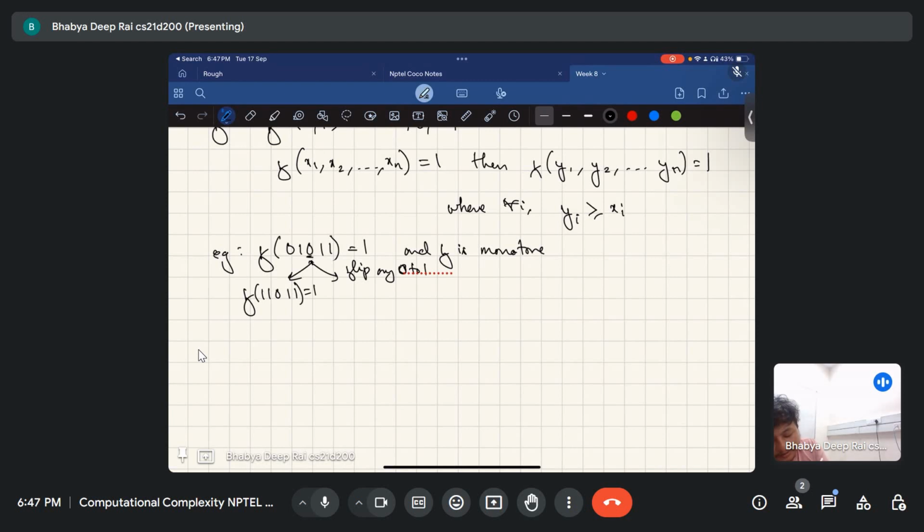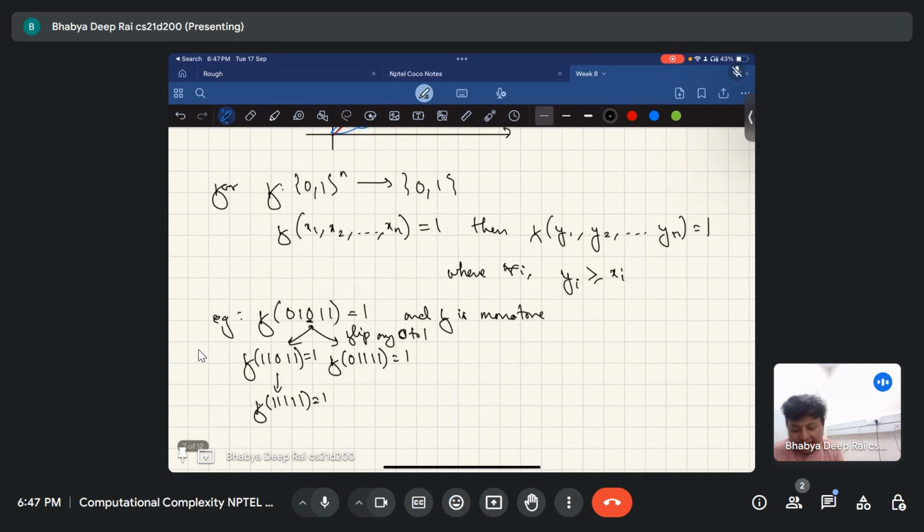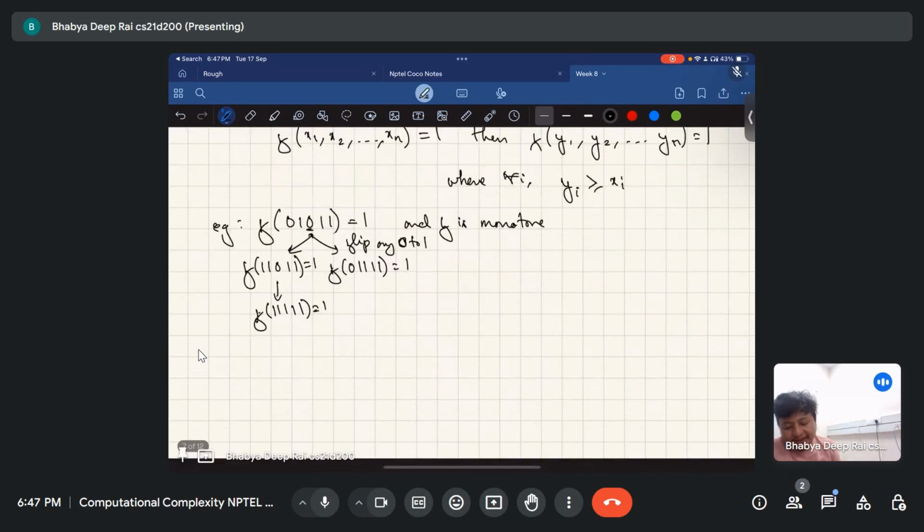Or you can flip this guy: f of 0 1 1 1 1 is also equal to 1. So this kind of property is that if on some input it evaluates to 1, then you start flipping zeros to ones, and then further you flip, f of 1 1 1 1 1 is also equal to 1, and it goes on like this. So this is what is called a monotone function, and these are a very well studied class of functions and very important too. We'll see it again later, but first they're asking how many such functions are there.